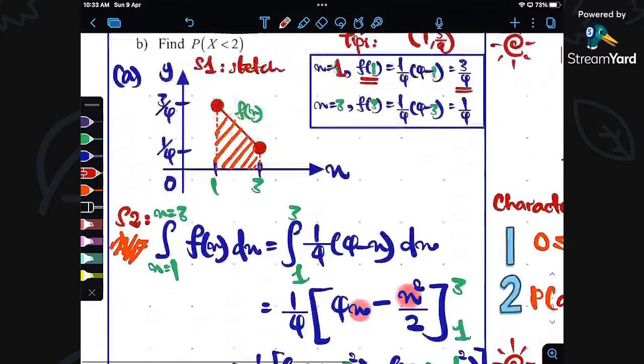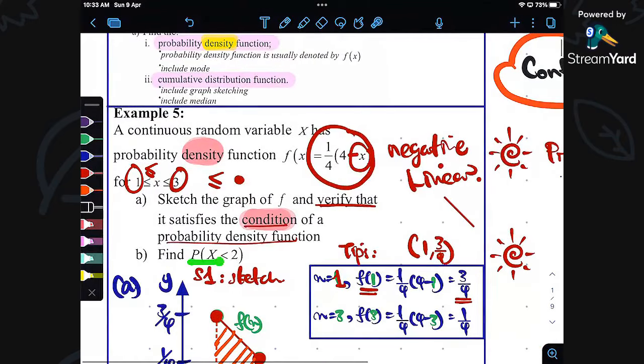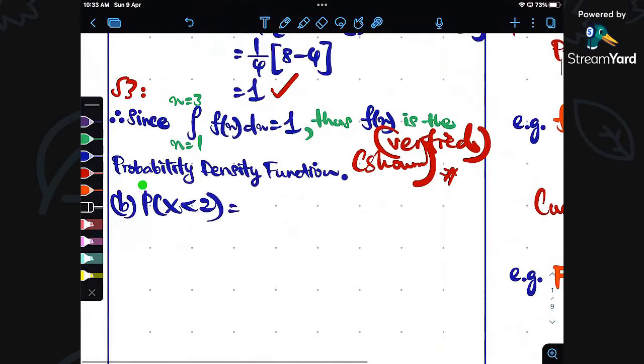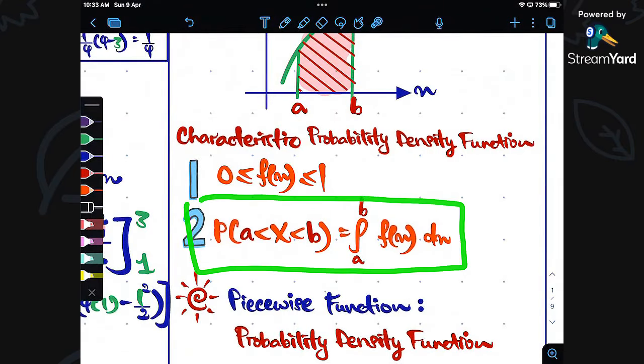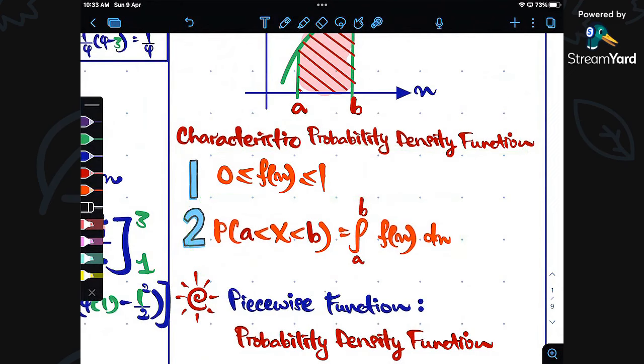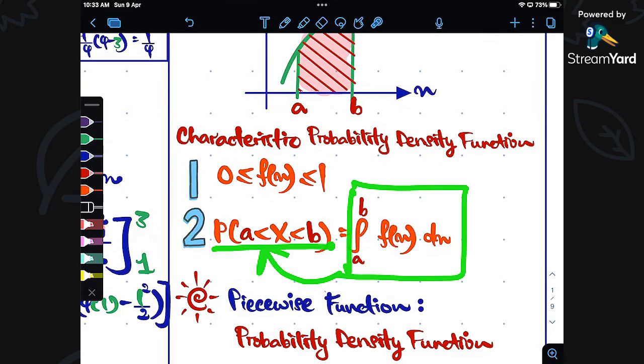Perfect. Now we got to solve the second question. Find the probability of x less than 2. Oh, what does this mean? Probability x less than 2. So I think you might want to have a look at this part first. This is the characteristic of PDF, okay? So the characteristic of PDF, instead of just writing it down in terms of integration, we can also write it down in terms of P. P means probability, okay?